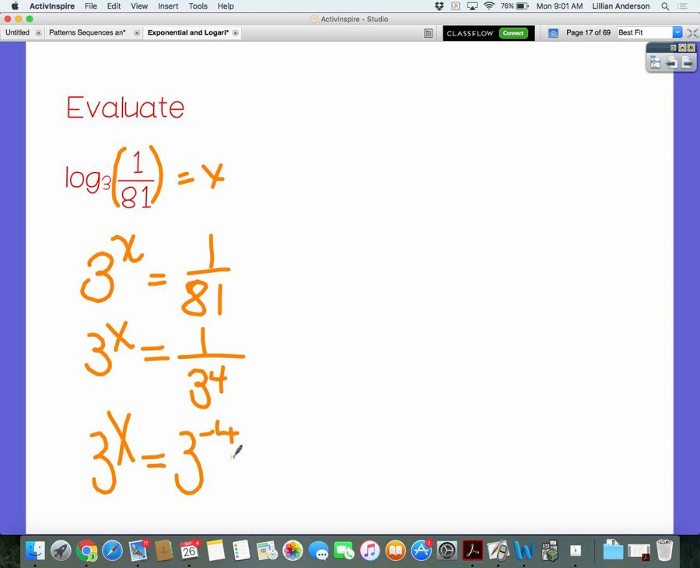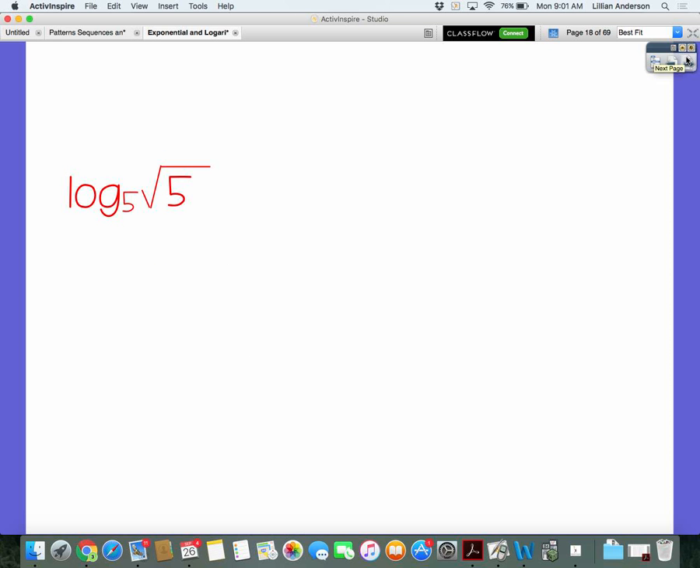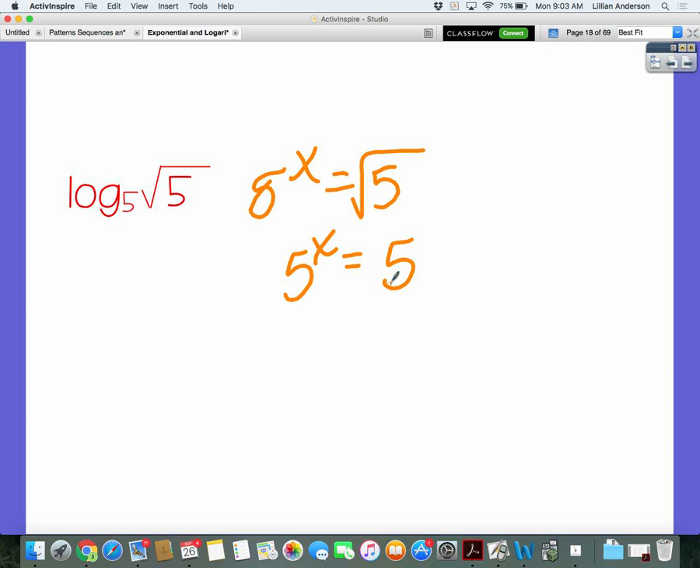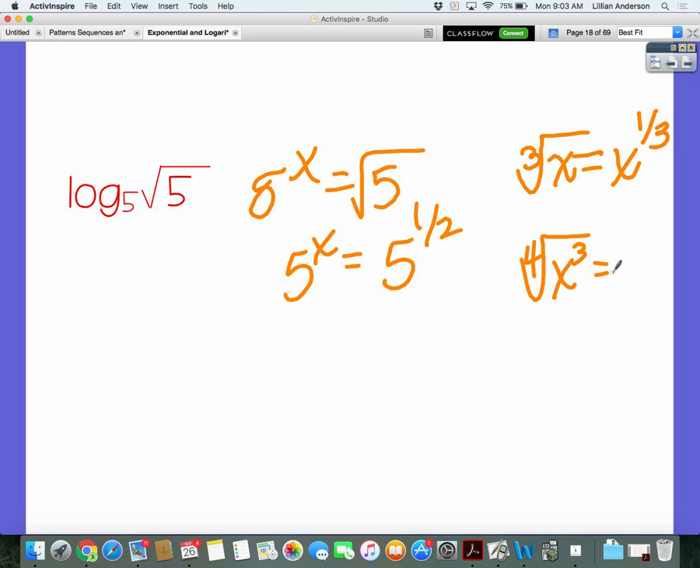Here's the next one. Evaluate log base 5 of the square root of 5. It is 1/2. It's going to be 5 to the x equals the square root of 5. Remember, you can rewrite the square root as a power. What power? 1/2. Just like you can rewrite the cube root as the power of what? 1 over what? 1/3. And just like you can write this as x to the 3/4. Don't forget, whatever the root is, that's the denominator of your rational exponent.